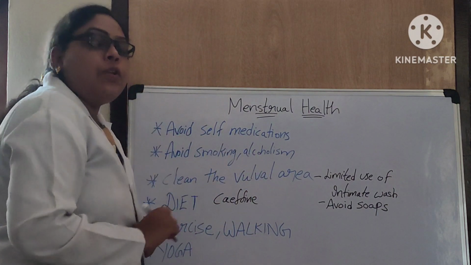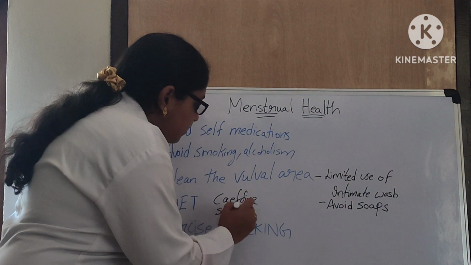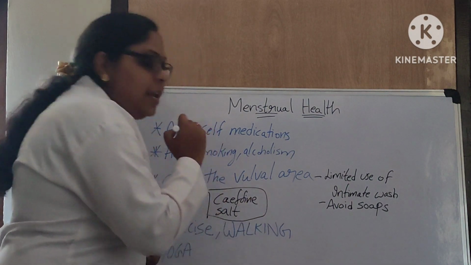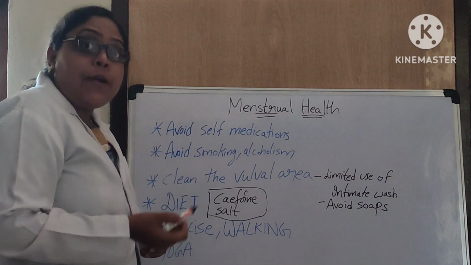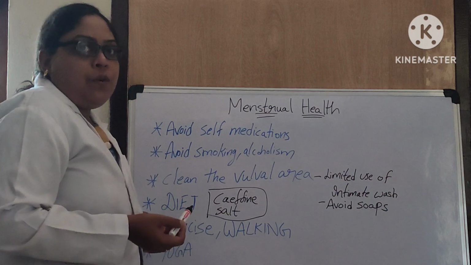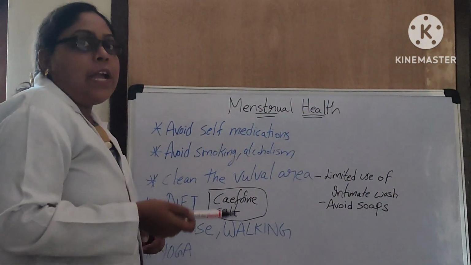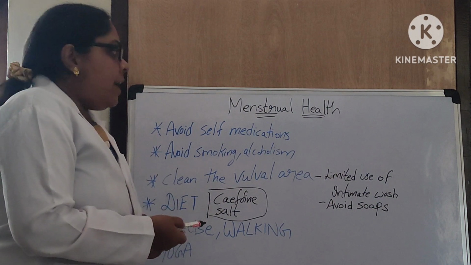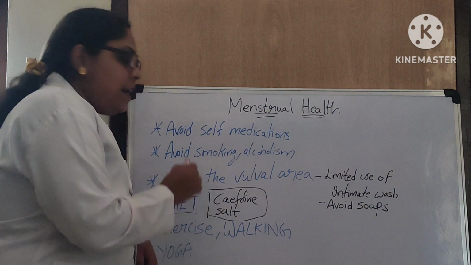You have to reduce the use of salt. This you have to limit. You can take all the other things, and you have to take proteins. Chicken is good. You have to take all the fruits, vegetables, protein-rich food, and calcium-rich food. These are all good in the menstrual time. That is the thing about the diet.